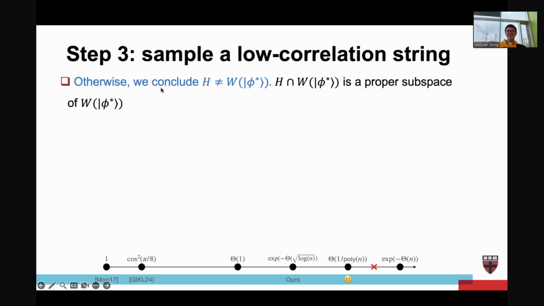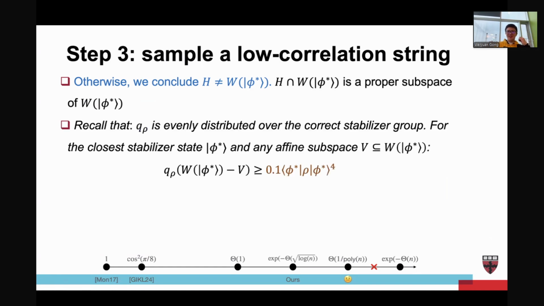Most of the time, we will find that H cannot form a stabilizer group. But at least H contains the correct Pauli strings. So the intersection between H and the correct Pauli strings is a subspace of the correct stabilizer group. So this is what we know. And recall that for Bell difference sampling, Q rho is evenly distributed over the correct stabilizer group. So if we choose V here to be H, and we consider the stabilizer group that is not sampled in H, then Bell difference sampling should have a large probability support on the remaining subspace.